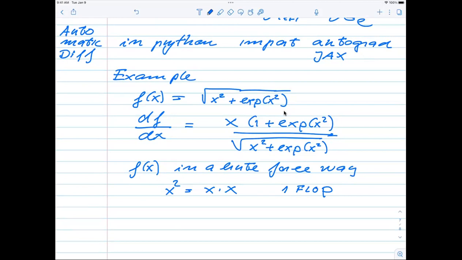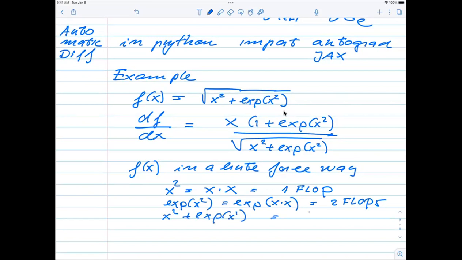Then I have the exponential of x squared. If I don't think, then the exponential contains x times x. So I'm not thinking, x times x, that's one floating point operation. And then I have the exponential itself. So this is two floating point operations, two flops. Then I have an addition, x squared plus exp of x squared. So that's another floating point operation, one flop.